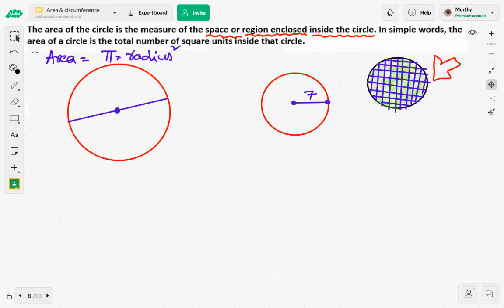Yeah, as I told you, these diagrams are not to scale. My apologies. These diagrams are not to scale. So let me start with the second question first.